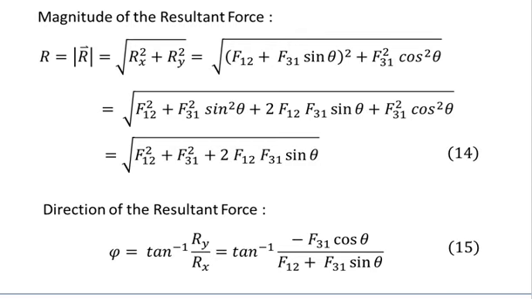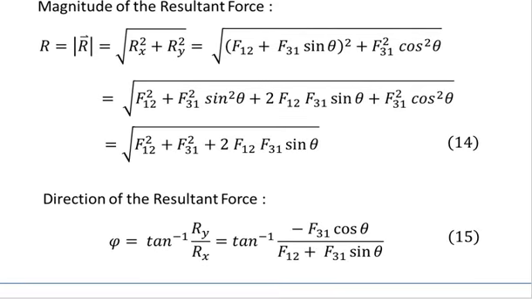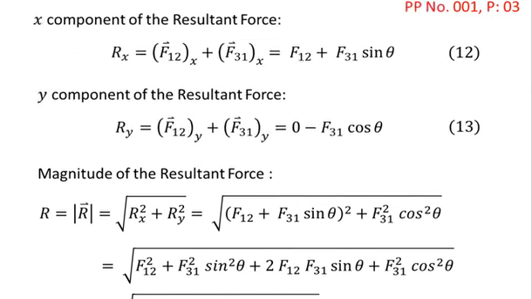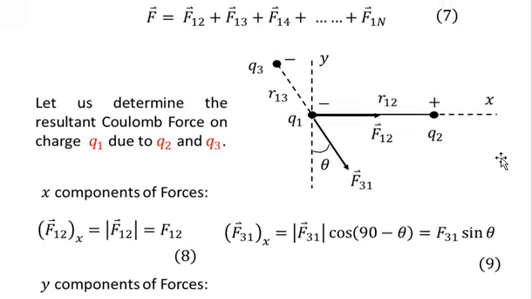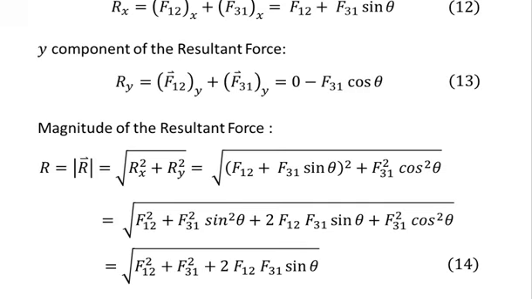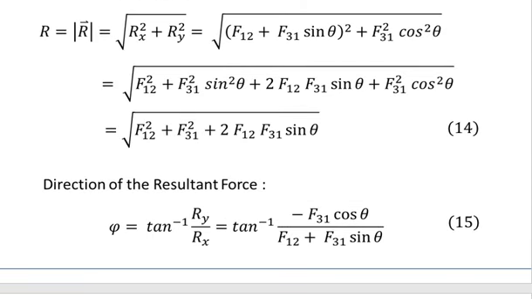Now the direction of the resultant force is given by, let me represent that direction by the angle phi. You know that in the previous diagram, I have represented the direction of the force F31 by an angle theta, which it makes with the negative y-axis. Now this angle phi will be the angle that the resultant force makes with the x-axis. So phi is equal to tan inverse of Ry over Rx.